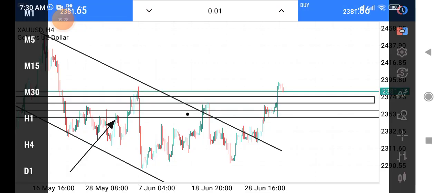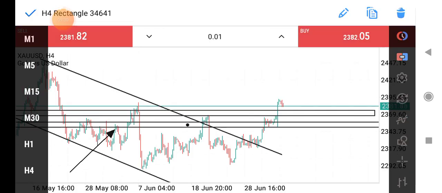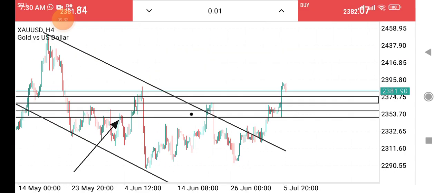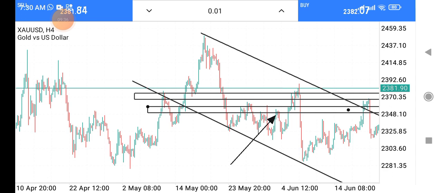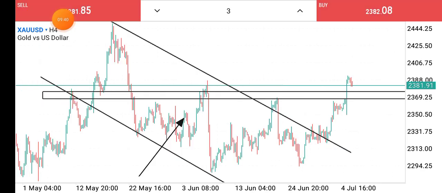One moment, guys. Why is this MT5 misbehaving? I don't know what's wrong with this MT5. I'm trying to delete an object. Let me pause this video and come back. All right, guys, so that is it.